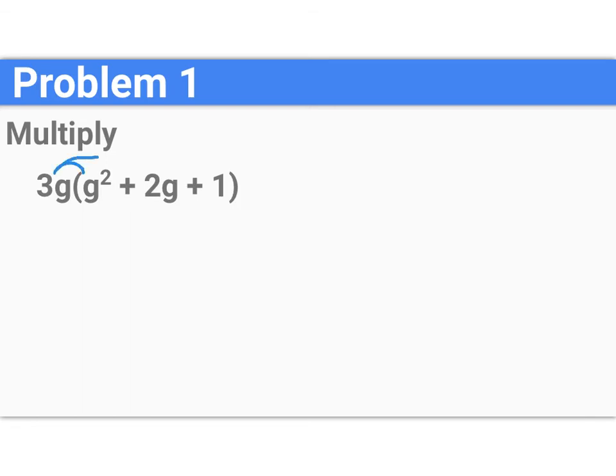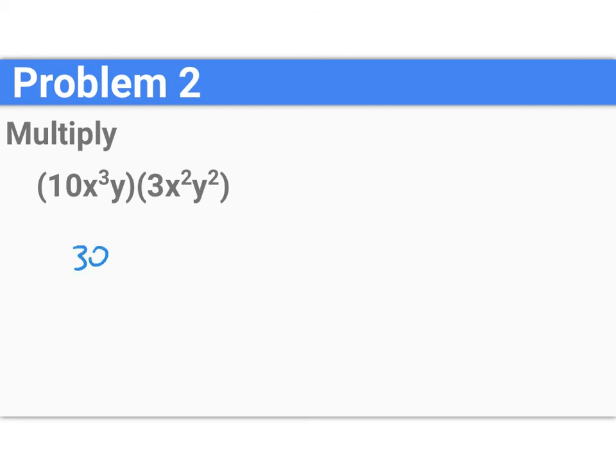Okay, multiplying, distributing first. So draw your distribution lines. 3g cubed plus 6g squared plus 3g. Okay, 10 times 3 is 30. x cubed x goes to the 5th power. y gets cubed.